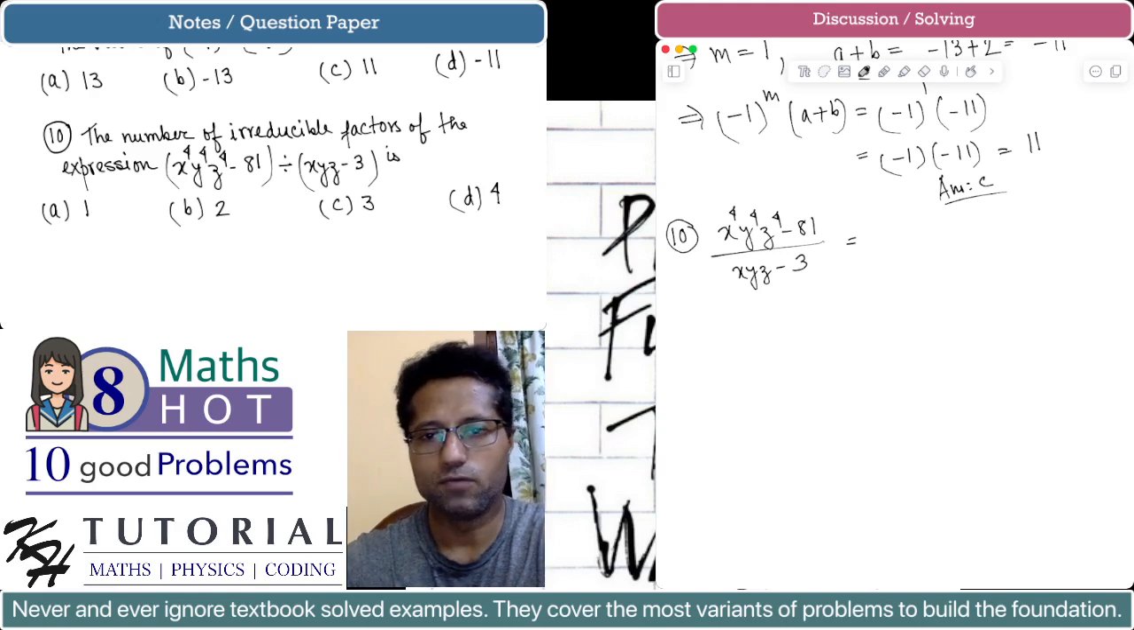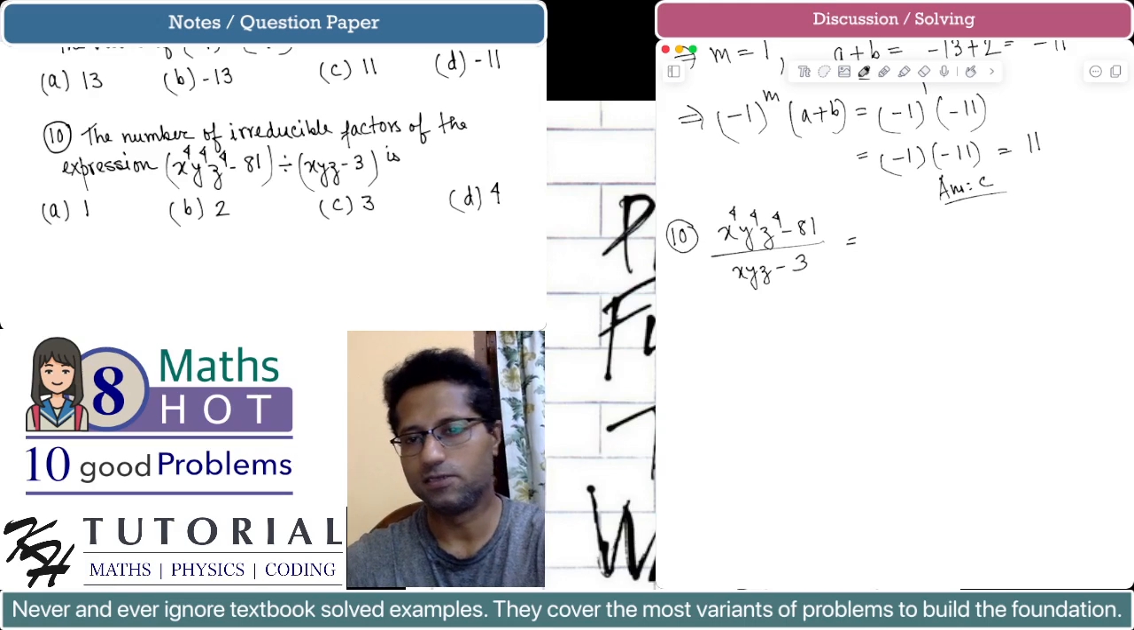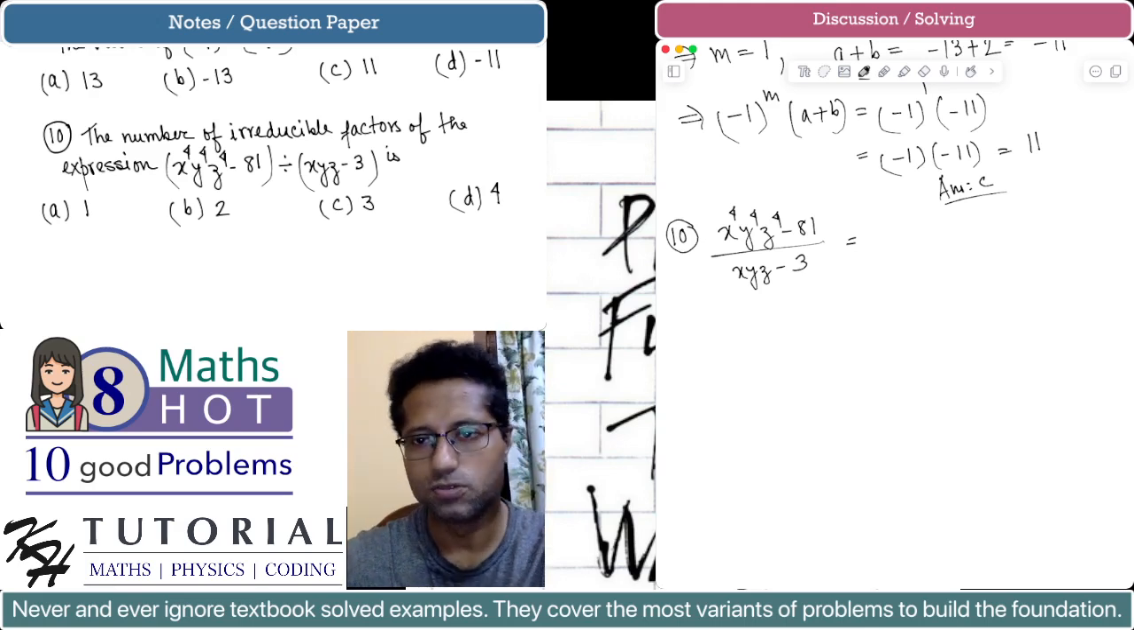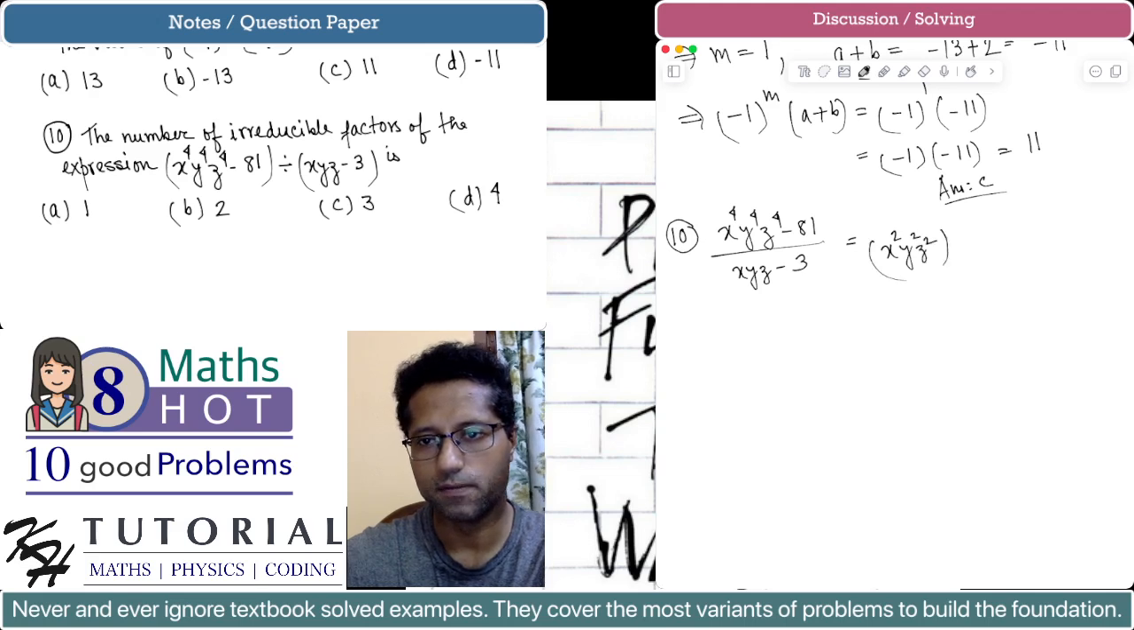So first we have to factorize the numerator. Now we can see in the numerator that 81 is 9 square, and also x to the power 4, y to the power 4 and z to the power 4 can be written as x square y square z square, whole square, and we have minus 81, and 81 is 9 square.